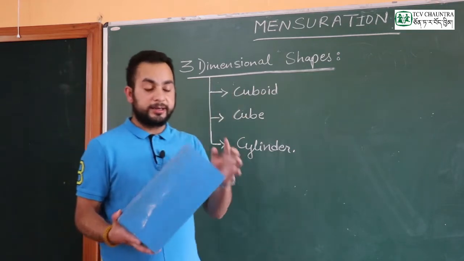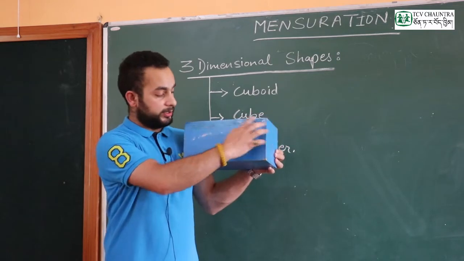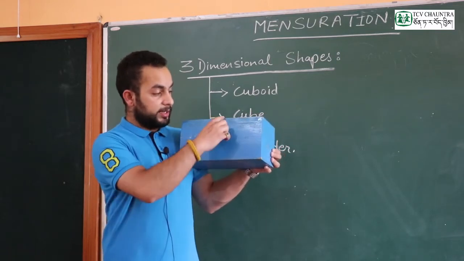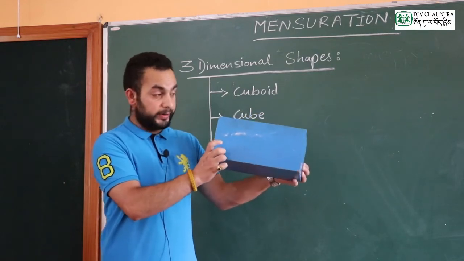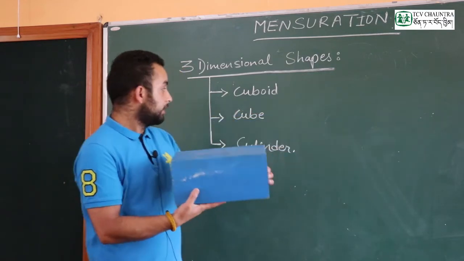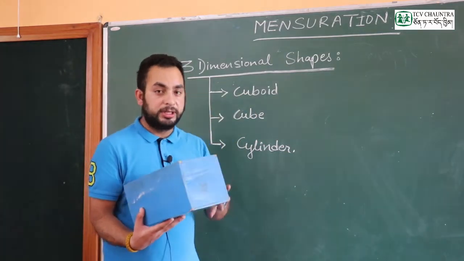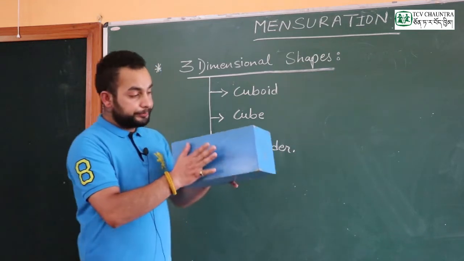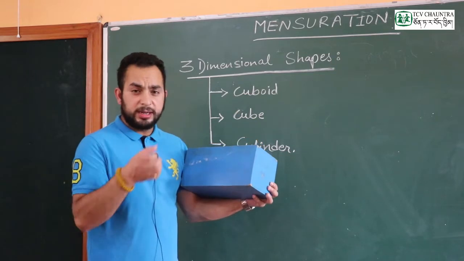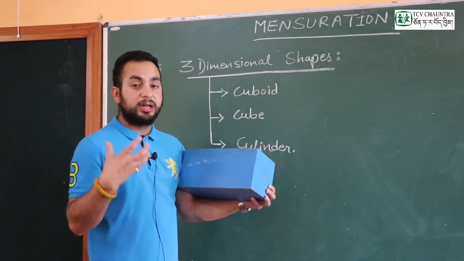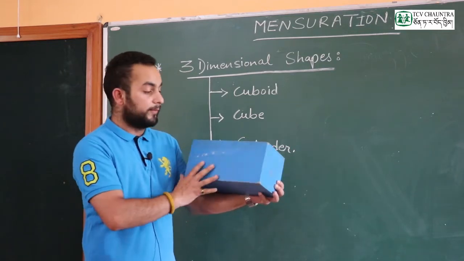The cuboid is a rectangle. The first face is a rectangle. This side is a length. This is a breadth. This is a length. This is a breadth. This is a rectangle. This is a cuboid. This is a face. This rectangle is a surface. Rectangle has area.